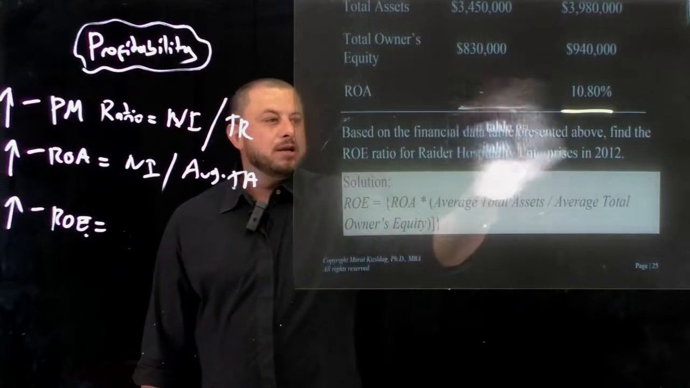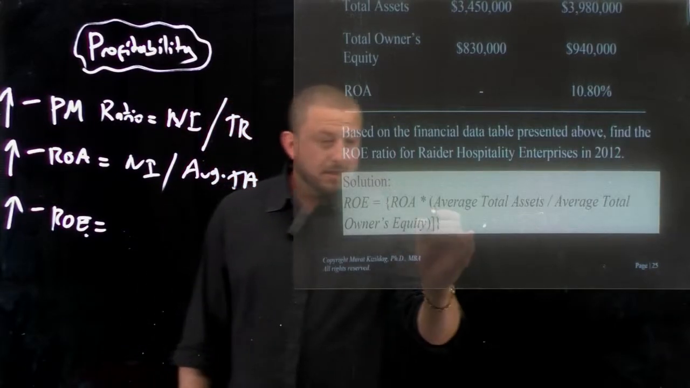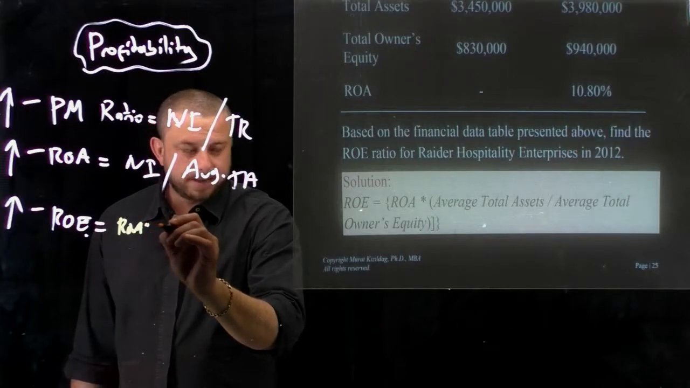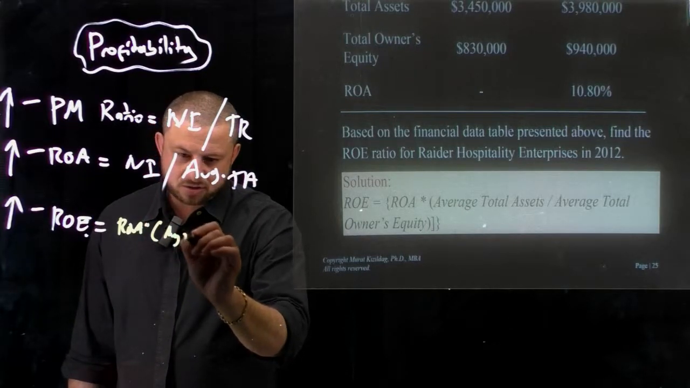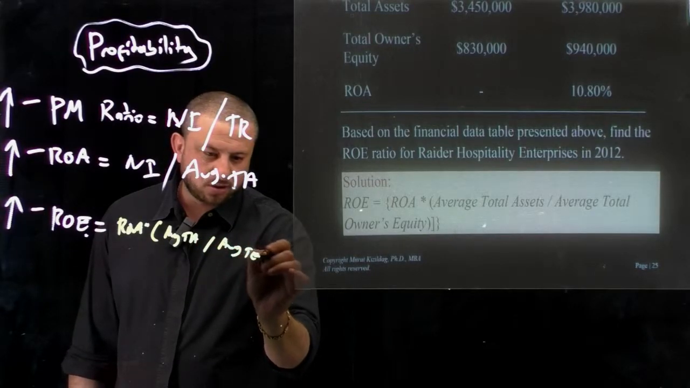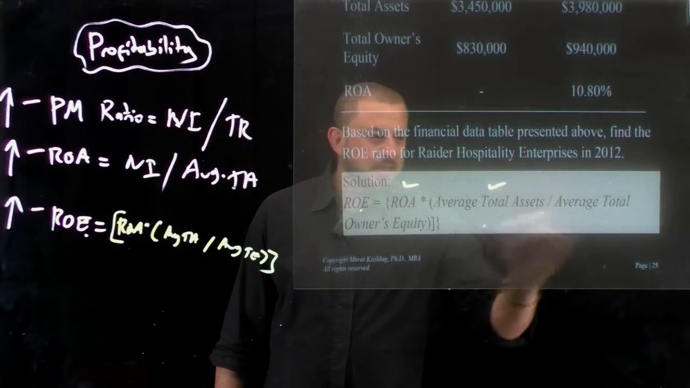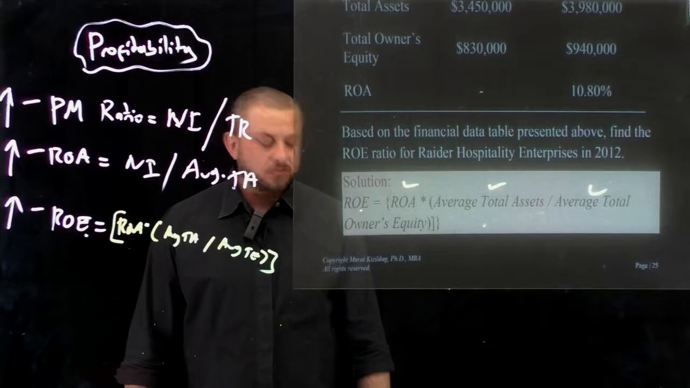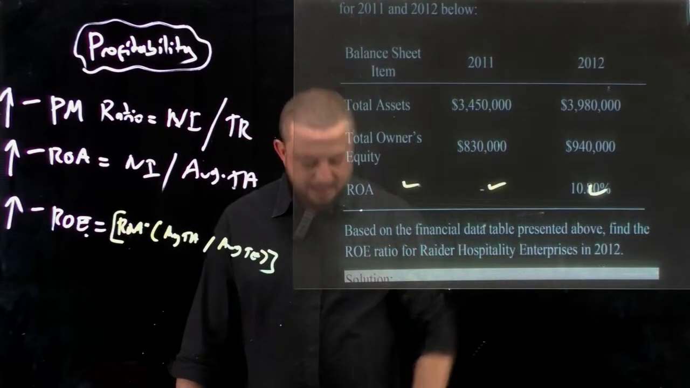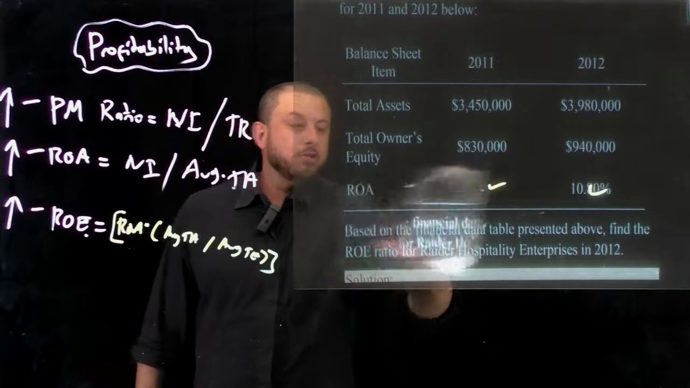Guys, ROE, take a look at the equation right here. There's a reason that we have a whole bunch of different numbers, because ROE is equal to ROA multiplied by average total assets over average total owner's equity. So we need ROA, we need to average out total assets, we need to average out total owner's equity. That's why if you go back up and take a look at this table, we have a whole bunch of different numbers that we are going to utilize to come up with the ROE.